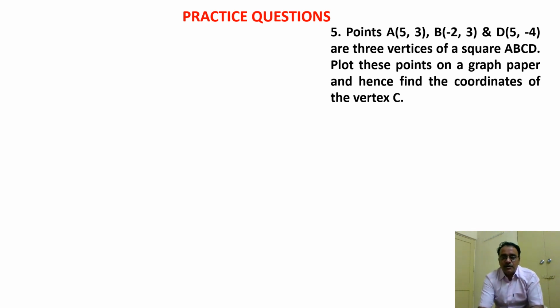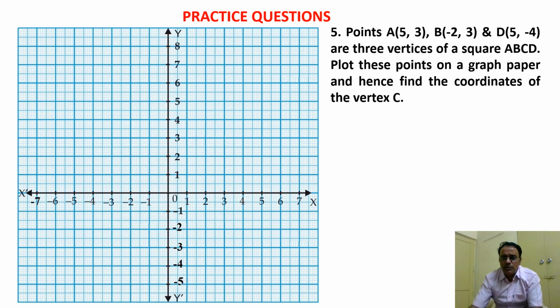So we are going to plot first point A, 5 3. So 5 से move करेंगे हम लोग up to 3. So this is 5 3. Now -2 3. -2 is left hand side. So -2 से 3 की तरफ move करेंगे above. So this is -2 3. 5 -4. 5 से -4 means 5 से downward की तरफ -4 तक move करेंगे. So यहाँ पर -4 आ गया, right?